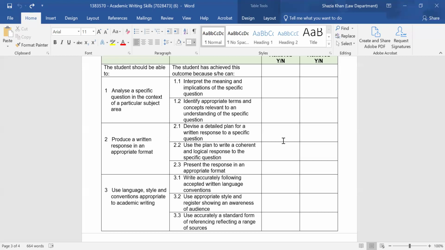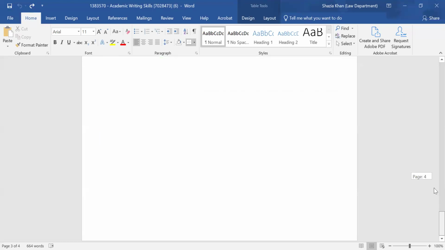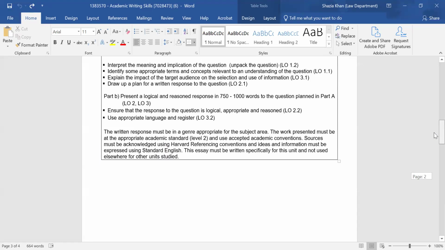In learning outcome 3, you need to write accurately following accepted written language conventions and use appropriate style and register, an awareness of audience, and use accurately a standard form of referencing. Do you all understand this? This is the assignment brief here.